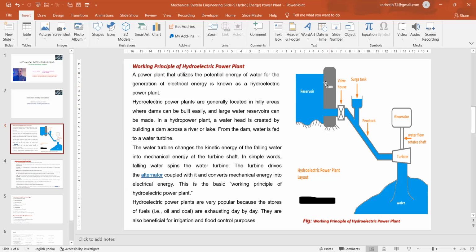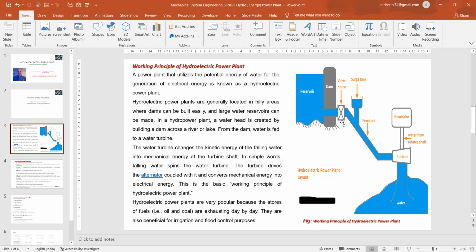The area behind this dam is called the catchment area, and the water which is being utilized for the power station is taken into another storage, called a reservoir. From the reservoir there is a valve house. When this valve gets open, the water goes to the turbine through penstocks. A penstock is nothing but a pipeline. So through the pipeline it goes to the turbine. The turbine again has blades, a rotor, and a shaft.